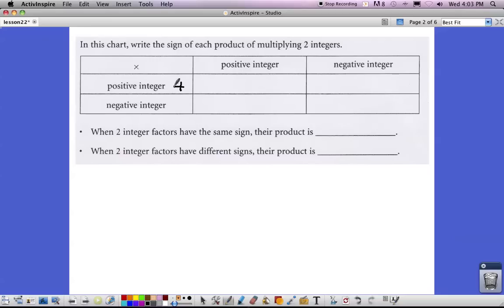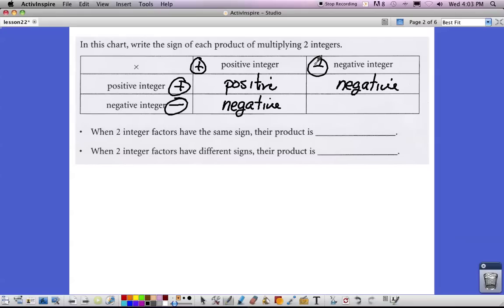So again, positive times a positive gives you a positive. A negative times a positive will give you a negative, because the signs are different. So a positive times a negative will give you a negative, signs are different. A negative times a negative will give you a positive, because the signs are the same. So, same sign, positive. Different signs, negative. Should be pretty simple.